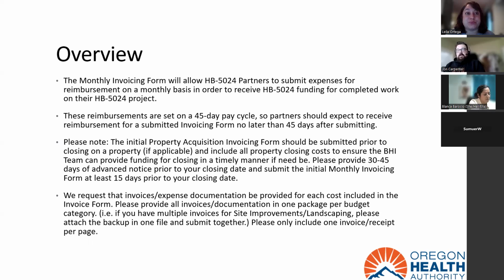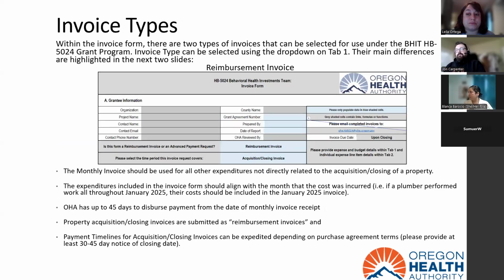And if you have any receipts or invoices that need to be scanned, we ask that we get one receipt per scanned page. Makes it a lot easier for us to process if we don't have multiple receipts from multiple vendors on one page. Okay, so first we're going to go over our invoice types. Within the invoice form, you have two types of invoices that can be selected for use under the HB5024 grant program.